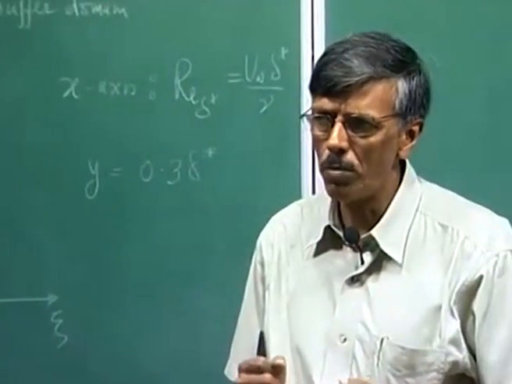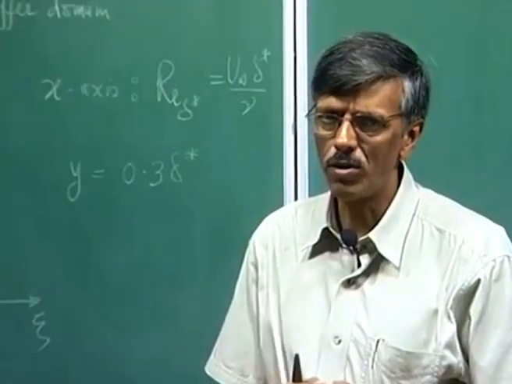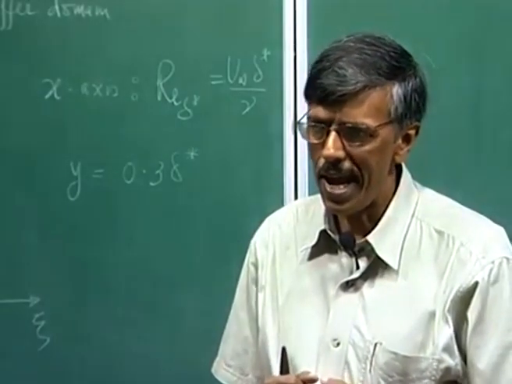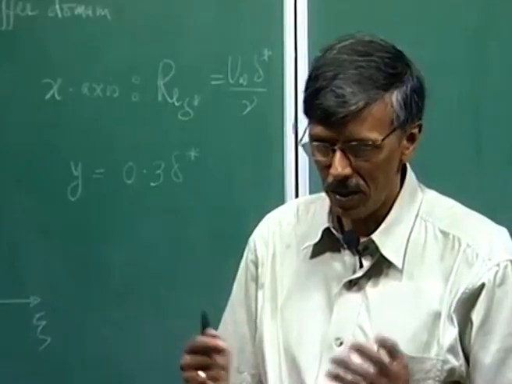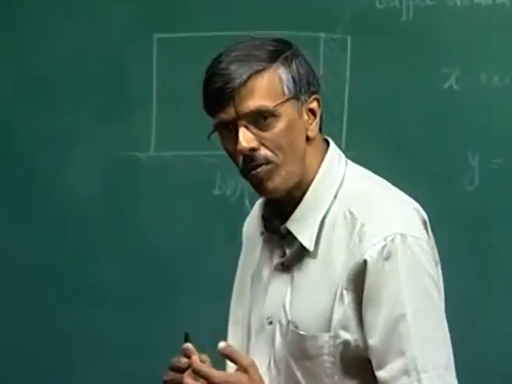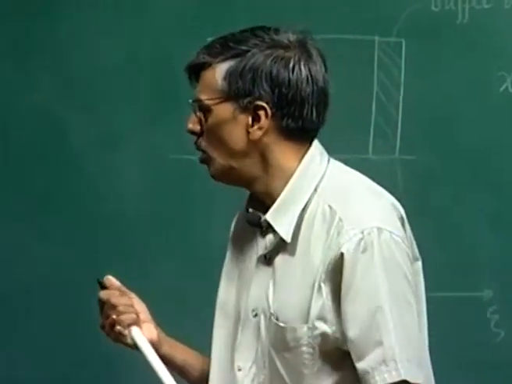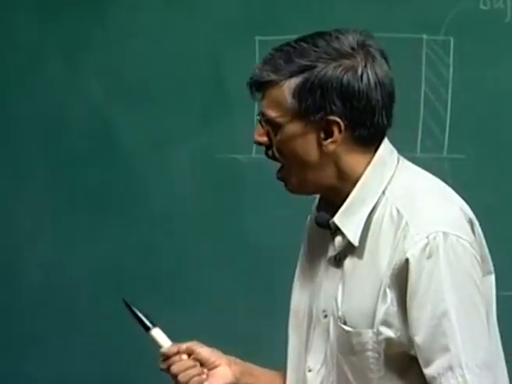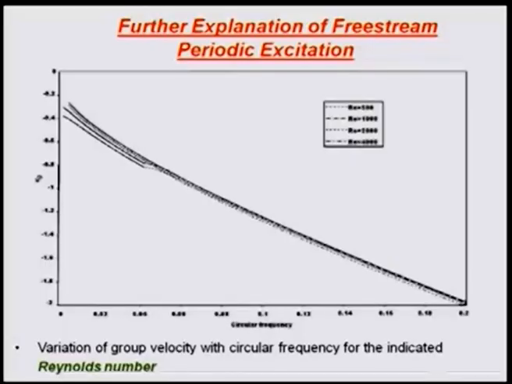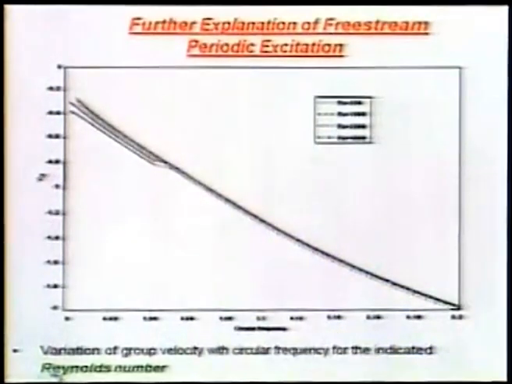So, if I talk about c equal to 1, and if I talk about a as 100 pi, then omega naught works out to 0.02. So, what I have done here, I have shown you a plot of the group velocity versus the circular frequency, and 0.02 is here.